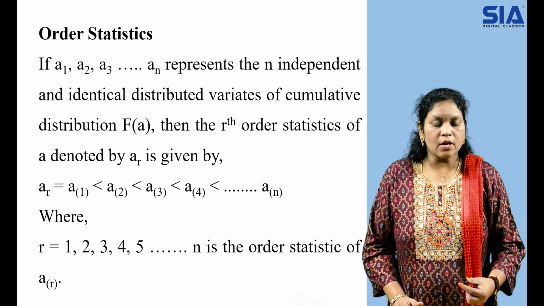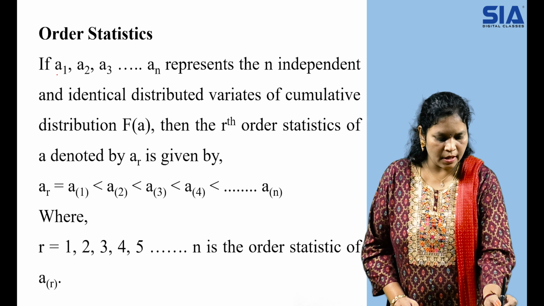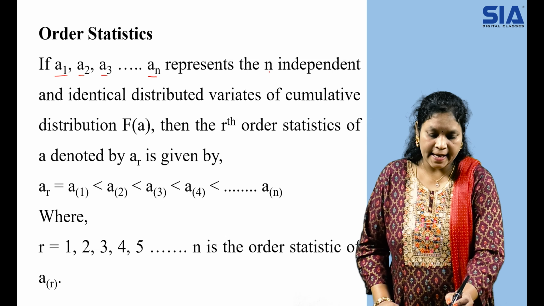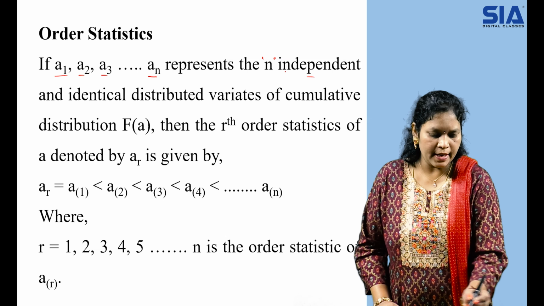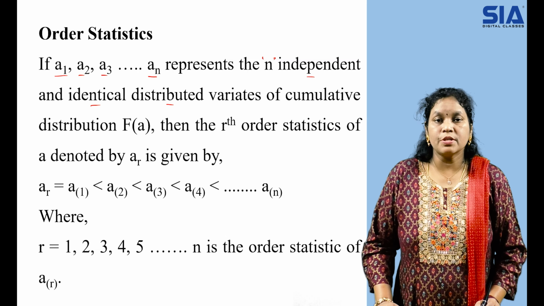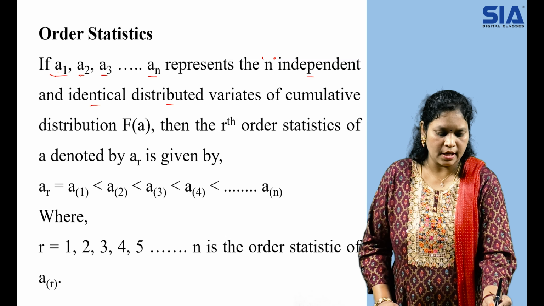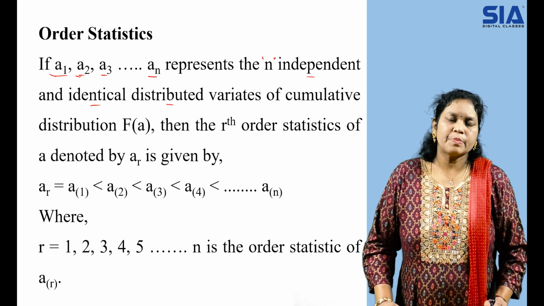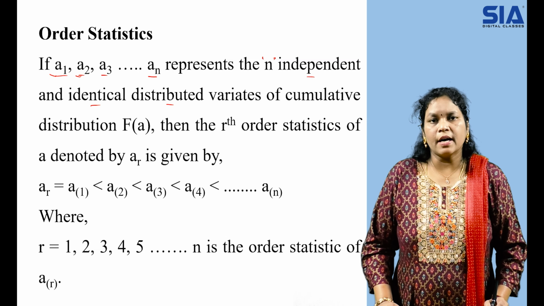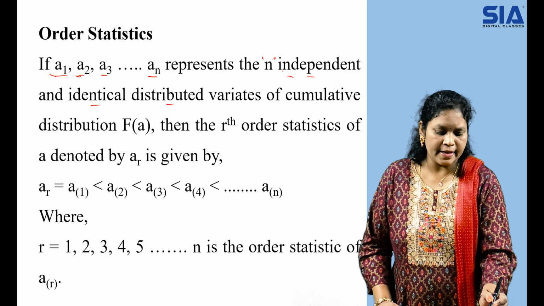In order statistics, we'll consider some variables a1, a2, a3, and so on up to an. These variables represent n, small n, independent and identically distributed variates of cumulative distribution F of a. So what that means is, here we are considering some variables like x1, x2, and similarly, in terms of a's, we are considering variables extended up to n terms, and they are independent and identically distributed.